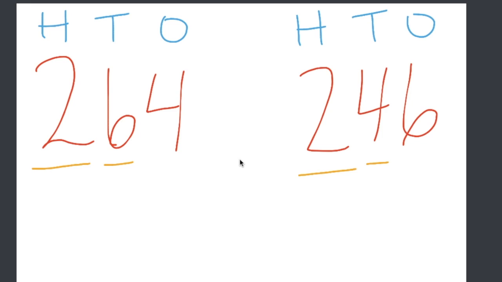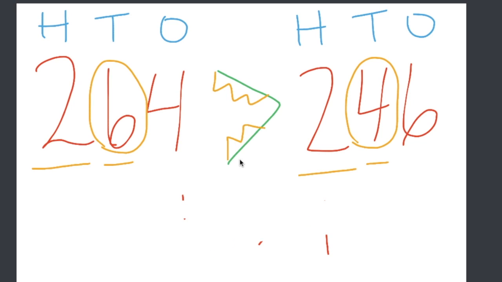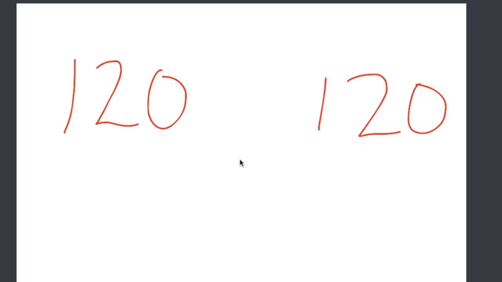All right. So we have a 6 and a 4. Which way does my alligator want to go? It is greater than again. It wants to eat the biggest number. 6 is bigger than 4, right? And we have the number 6 right here and the number 4 right here. And we said the 6 is bigger, so 264 must be bigger than 246. All right, let's go to the next one.